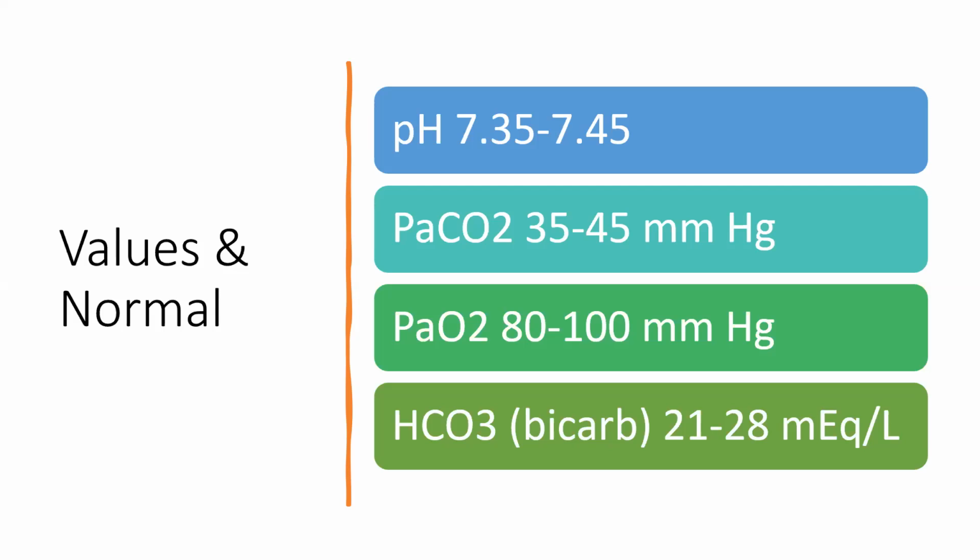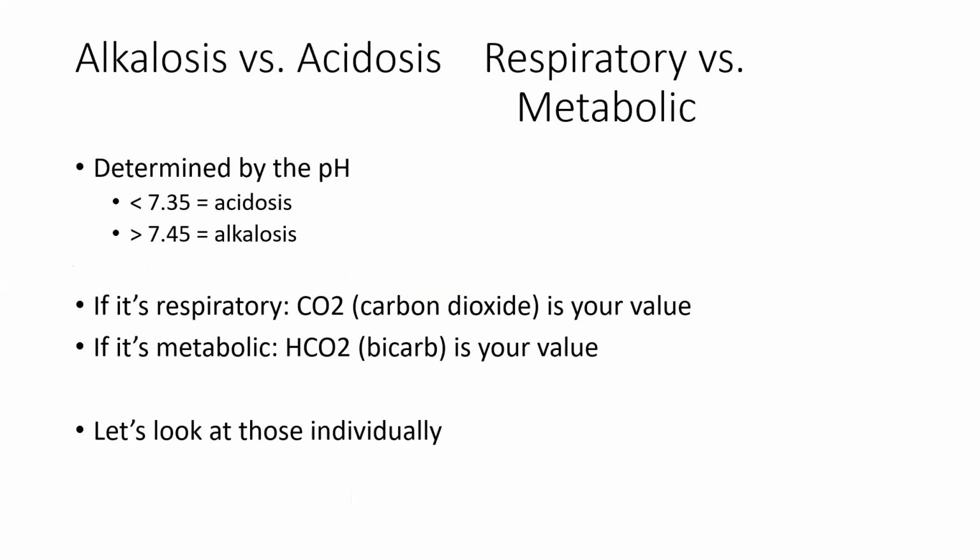Although I will tell you, for basic ABG evaluation, I do not use this number. I do not teach you to use this number, but it is a good number to have in your head. And then lastly, we have bicarb, which is abbreviated as HCO3. That is 21 to 28 milliequivalents per liter. So those are the normal numbers that you should have in your head for this.